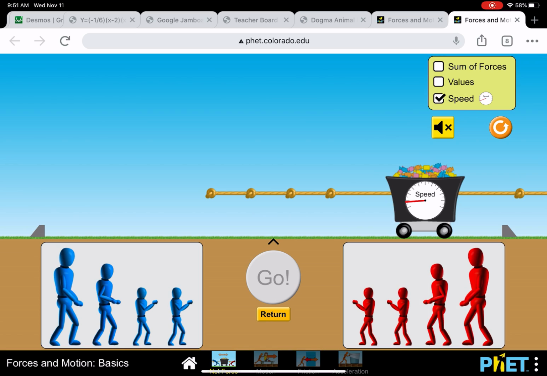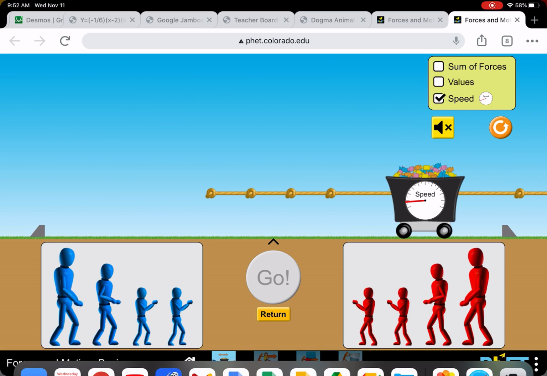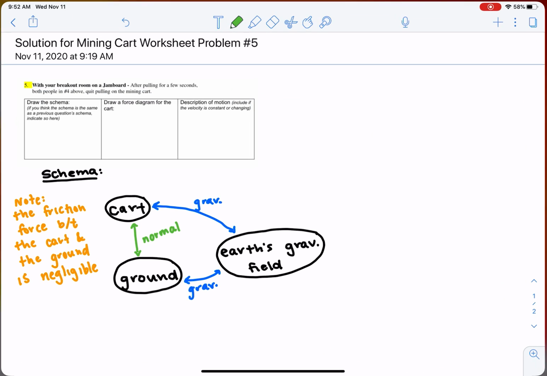We're considering the cart. The cart is sitting on the ground, so the ground is involved, and then Earth's gravitational field is involved. Because we're not considering the process when the people are attached to the rope, we're just considering the process starting after we remove them. They are not involved in this process. So let's take note of this and document our work.